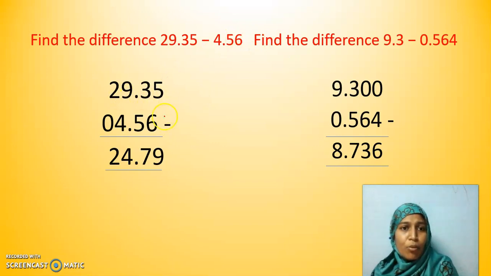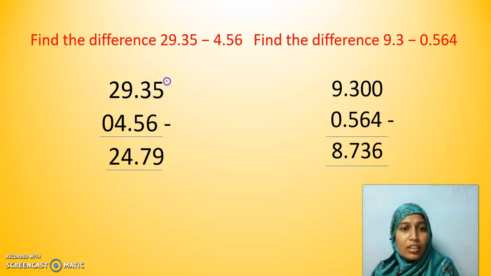29.35, 4.56. See, I have added 0 here in front. When I have to add it to the whole number part, the 0 should be added in the front. If it is in the decimal part, it should be added at the back. Okay, have a note of this and start doing it.